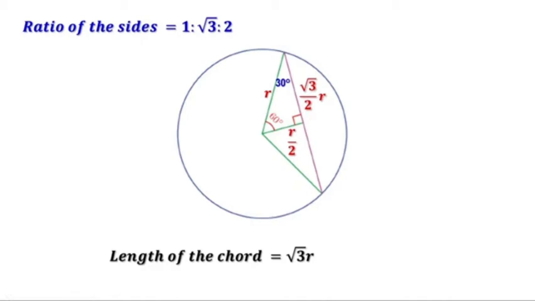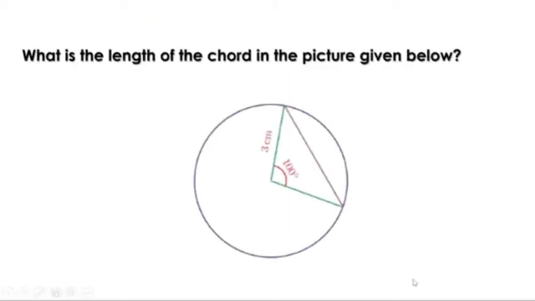ഓക്കെ, that is, if central angle is 60, then the length of the chord is radius. If the central angle is 120, then length of the chord is root 3r. Now, what is the length of the chord in the picture given below?